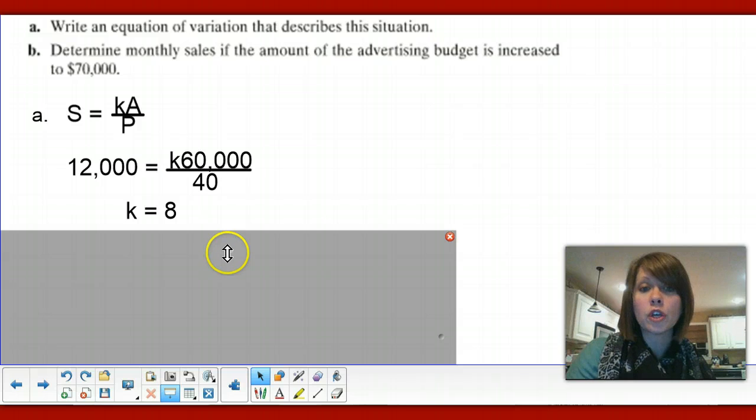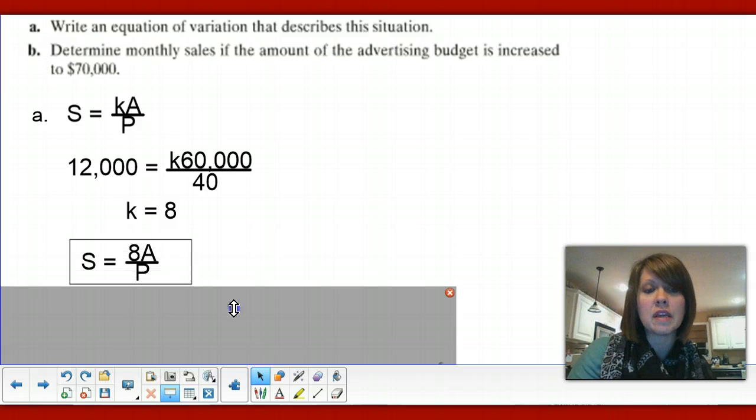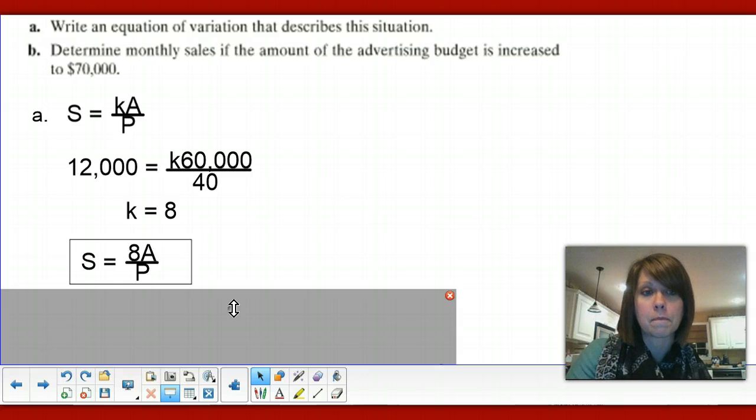The equation we're looking for in part A actually includes the K value, okay? So here would be the answer to part A. Not just S equals KA over P, but finding the K and substituting that in. So S equals 8A over P.